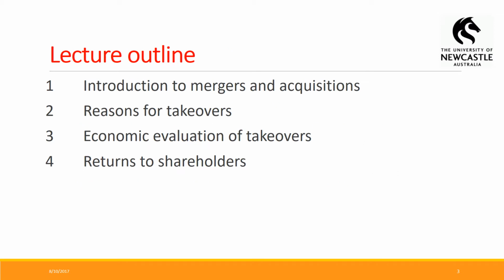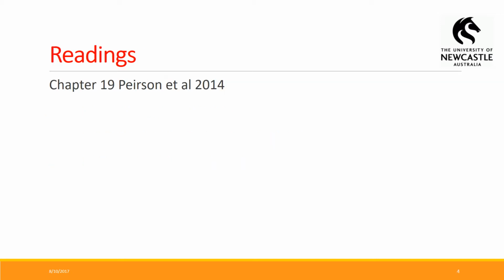The lecture outline for part 1 includes, firstly, introduction to mergers and acquisitions, second, the reasons for takeovers, third, economic evaluation of takeovers, and finally, the returns to shareholders. The required reading for this topic is chapter 19 of the Pearson textbook.